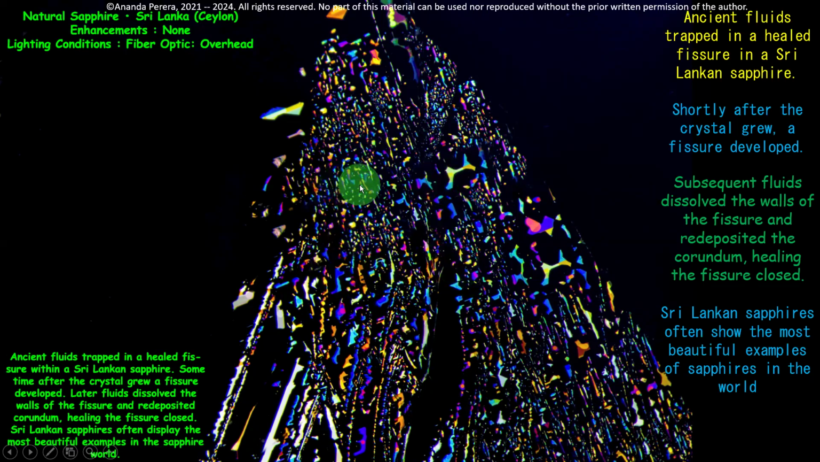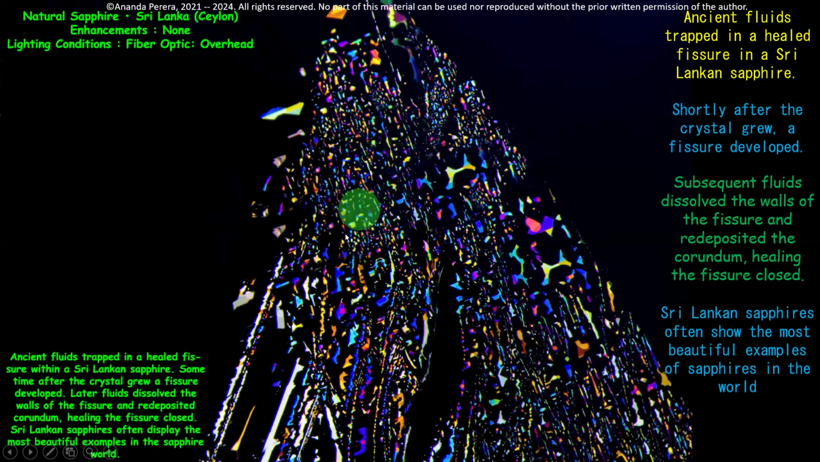White light displays the iridescence. Ancient fluids trapped in a healed fissure. All are fluids in a Sri Lankan sapphire. Shortly after the crystal grew, a fissure developed. Subsequent fluids dissolved the walls of the fissure and redeposited the corundum, healing the fissure closed.